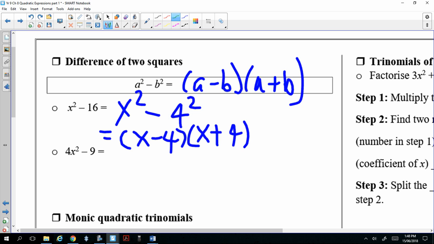Write (2x) squared, because 4x squared is (2x) squared, minus 3 squared. Where's the 4x squared? Because 4 is 2 squared. So if I square the 2, I get the 4. Square the x, I get the x squared. So you have to write the whole thing as a square. So you have to write something squared inside the bracket if you have more complicated stuff.